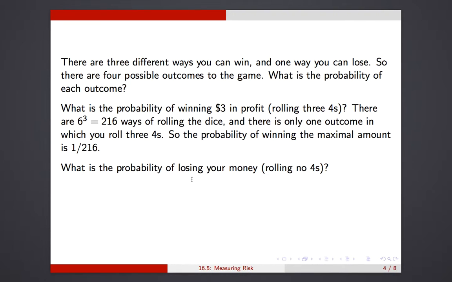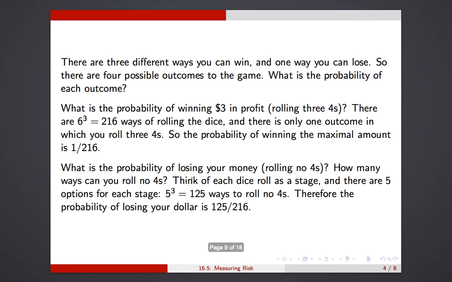Let's now go to the opposite extreme. What is the probability of losing your bet? Which is equivalent to asking, what is the probability that you roll no fours? Well, how many ways can you roll no fours? If you think of each dice roll as a stage, like we just did a second ago, there are 5 options for each stage. In stage 1, you can't roll a 4. In stage 2, you can't roll a 4. In stage 3, you can't roll a 4. Well, if you can't roll a 4, you can still roll anything else. You can roll a 1, 2, 3, 5, or 6.